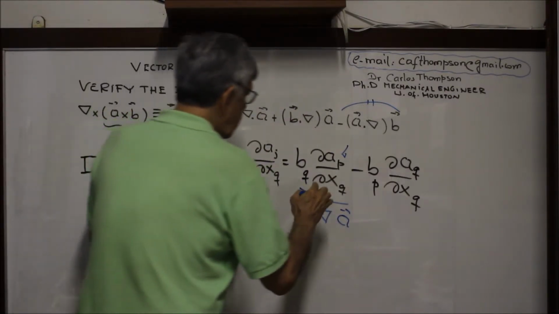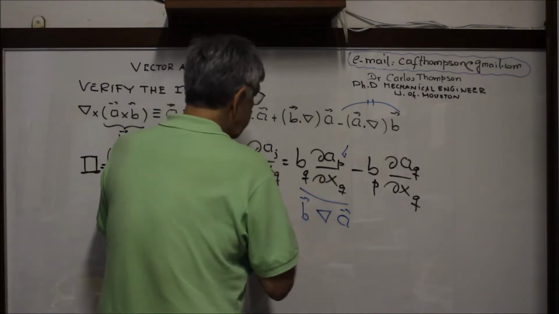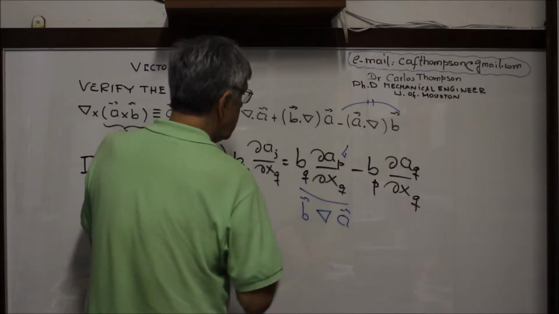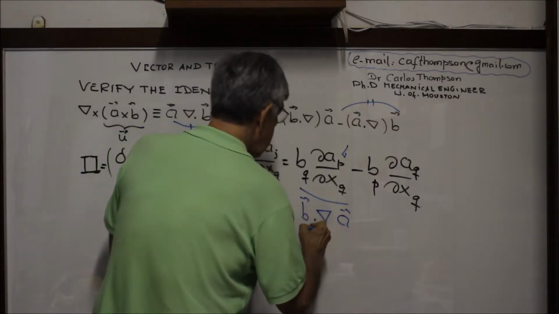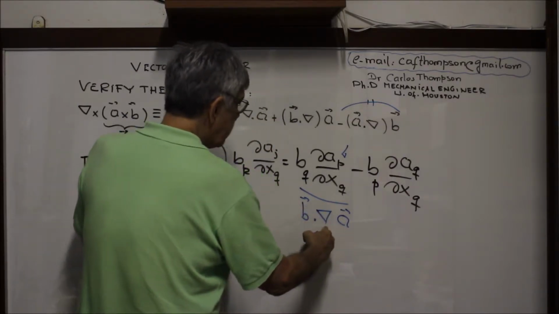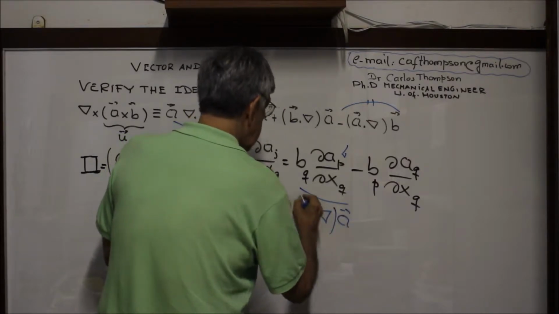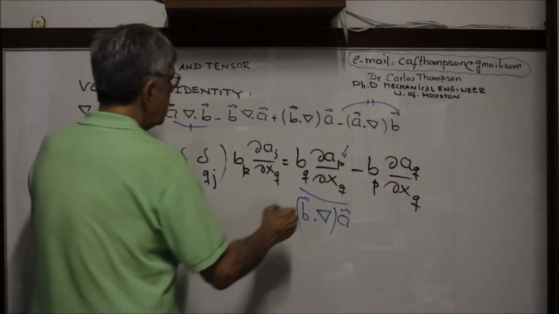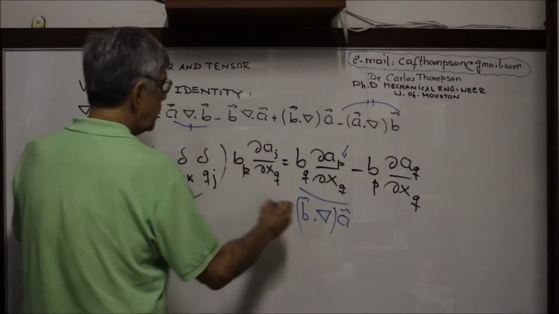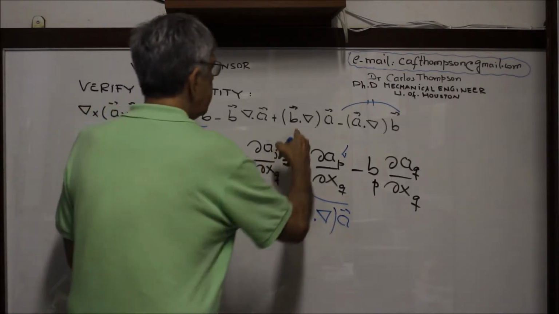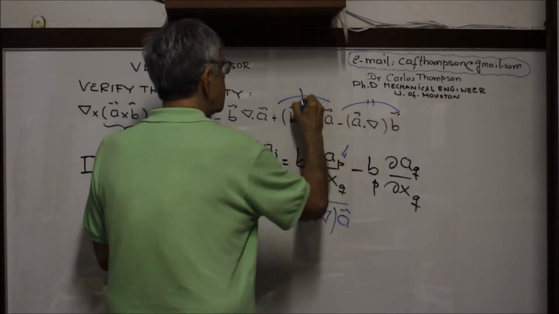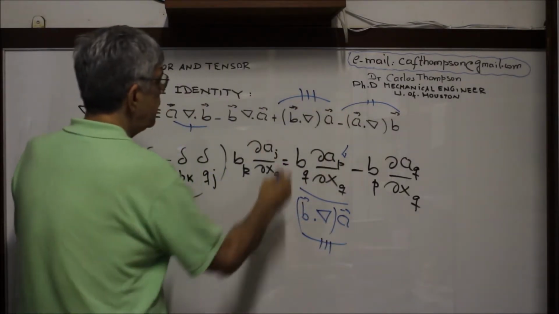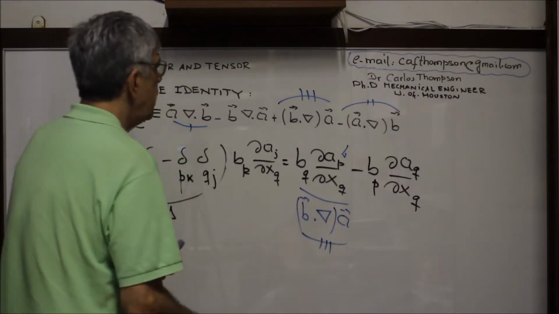Now, you see here that there's a summation, okay, on this vector here. So this will be B dot nabla, okay, on A. B dot nabla on A. That's exactly what is here. B dot nabla on A. So this is this term over here, okay? B dot nabla on A.